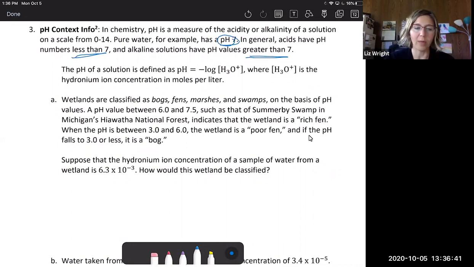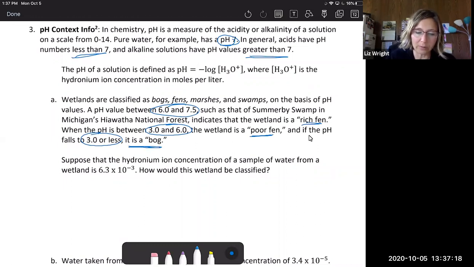All right, so then we get into part A. So part A says wetlands are classified as bogs, fens, marshes, and swamps on the basis of the pH values. A pH value between 6 and 7.5, such as that of Summerby Swamp in Michigan's Hiawatha National Forest, indicates that the wetland is a rich fen. When the pH is in between 3 and 6, so we've so far got 3 and 6, 6 and 7.5, we've got a rich fen, then it's going to be classified as a poor fen. If the pH falls to 3.0 or less, it's going to be a bog.